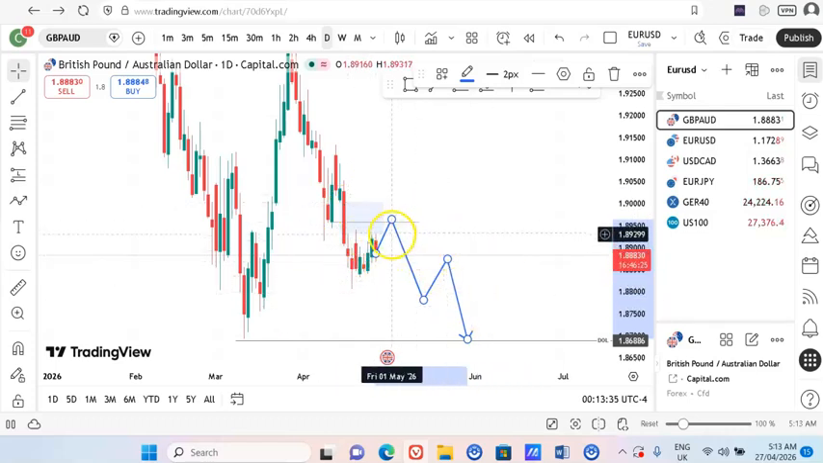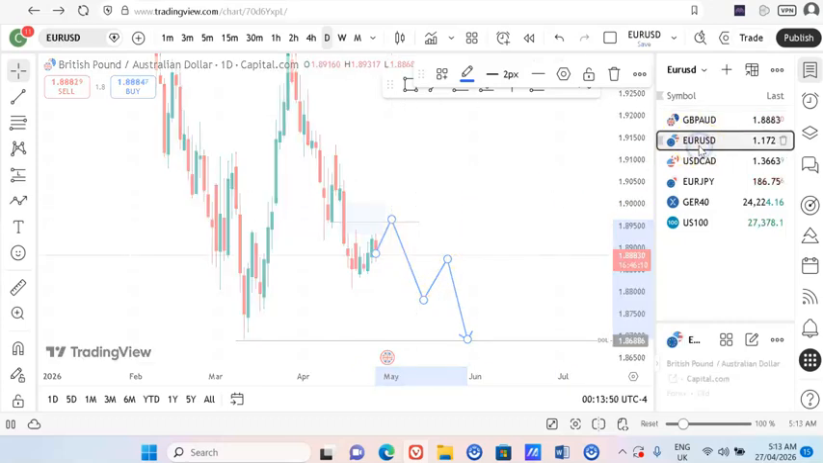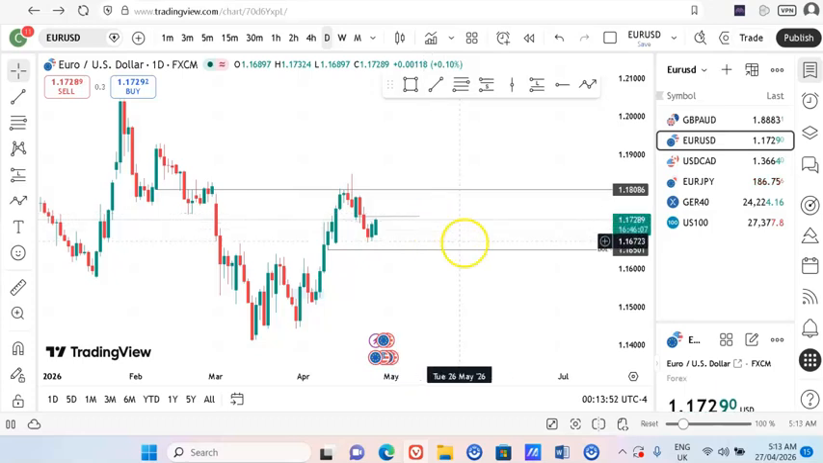I'm going to stick to only selling GBP AUD throughout the week. If there is any counter trade I should engage in, probably it is maybe trying to see if I can buy up to this point and then sell, but I'm not going to do that. So let's go to Euro USD and see the buyers.